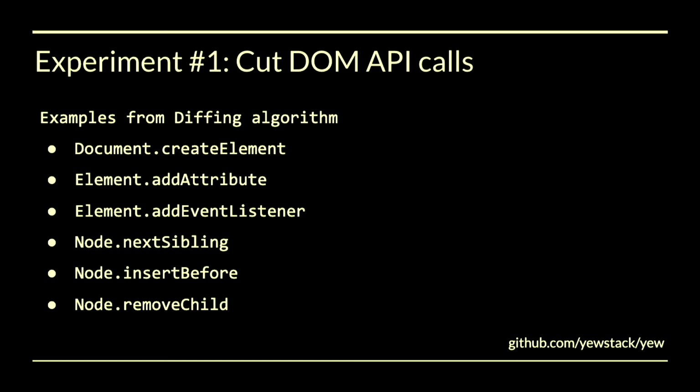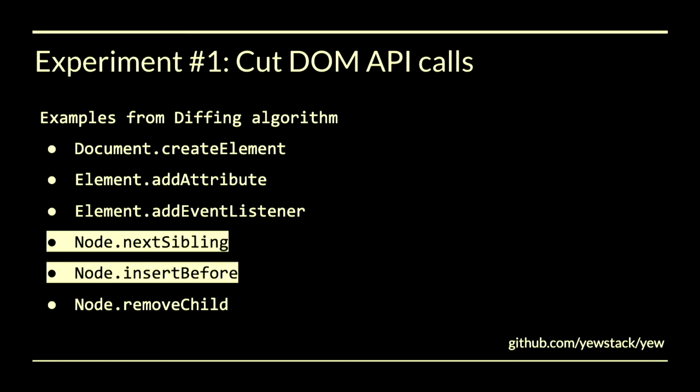This is when we're trying to update an existing row, say we change the text, for example. We have to delete that node and then insert it again with a new one. Okay, so that's what these calls are for. So we have to find where to insert that node. And so we're going to focus on those two actually. So next sibling and insert before.